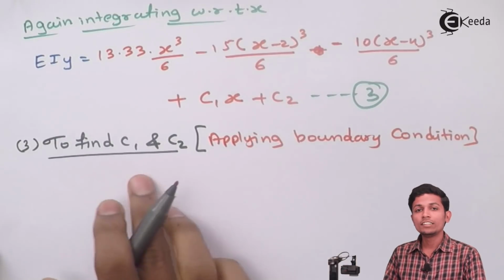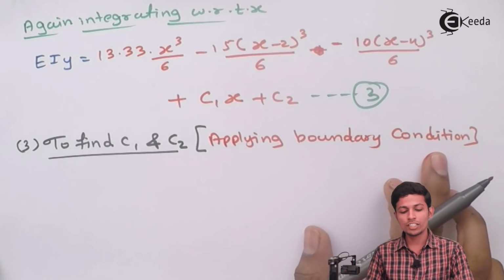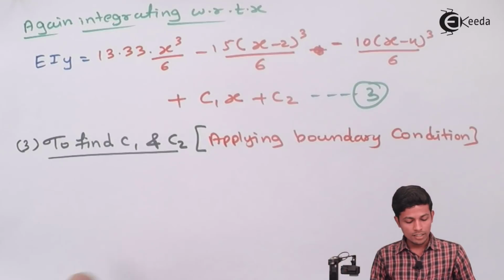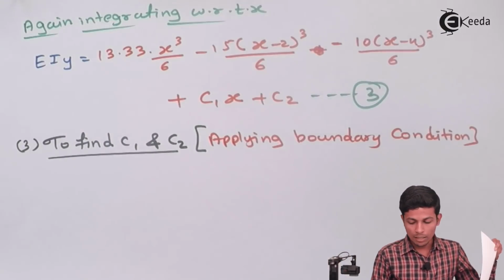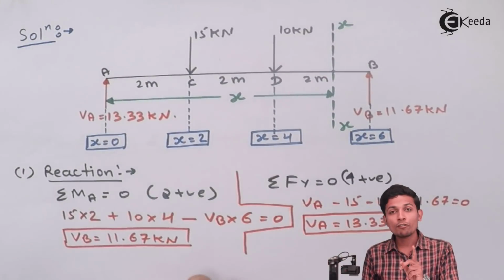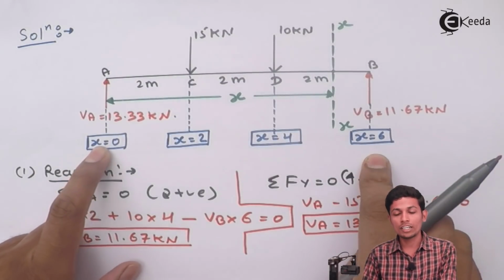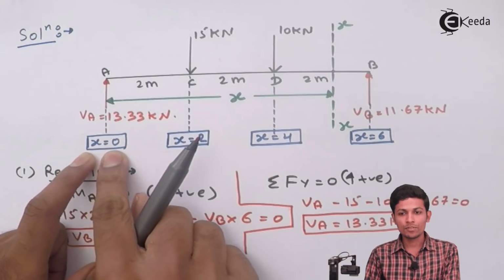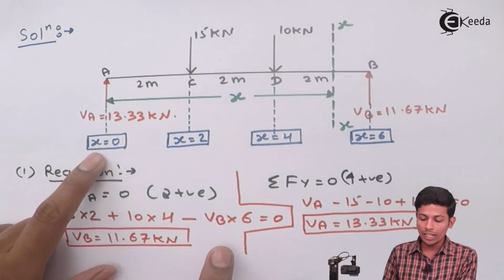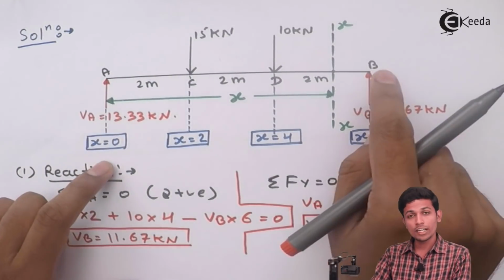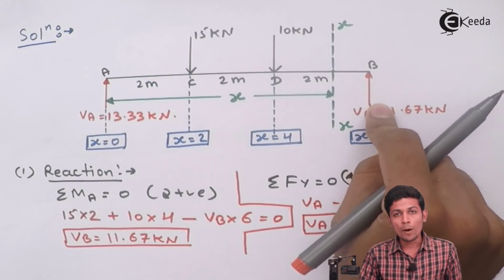Now see, to find C1 and C2, apply the boundary conditions. Now what are the boundary conditions? As given in this, these are the boundary conditions, meaning where we have to find the reactions. A and B are the boundary conditions. That's why I am taking this x. When we are taking boundary conditions, you are taking this A as your boundary condition and this support is your boundary condition.